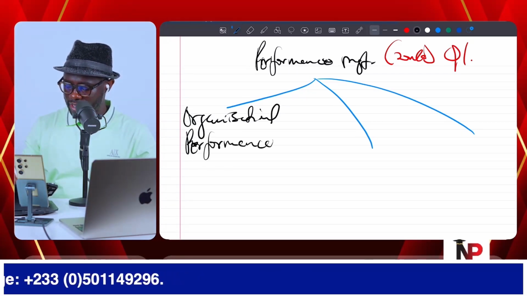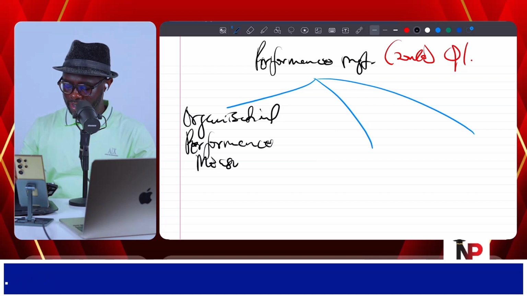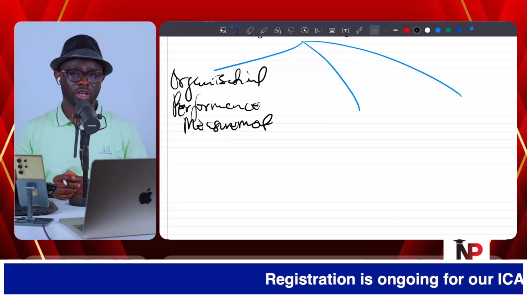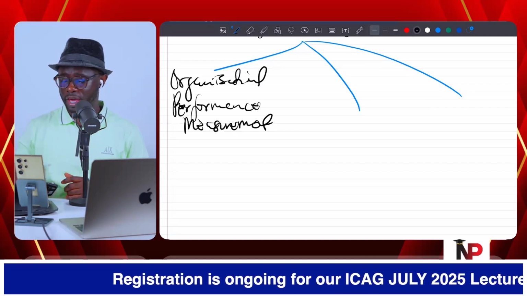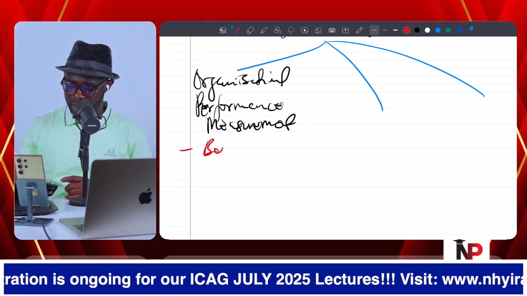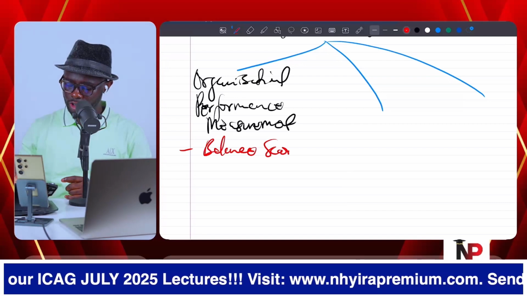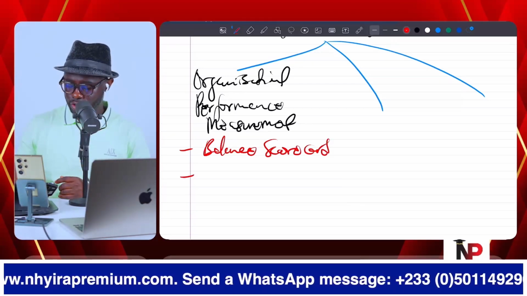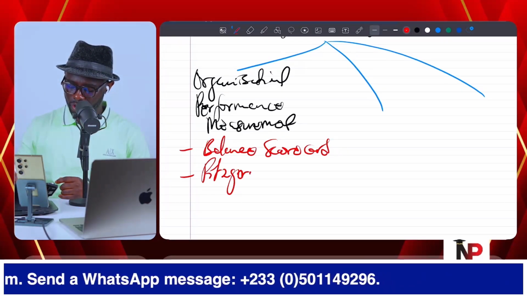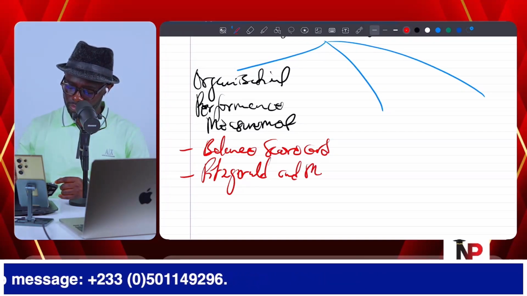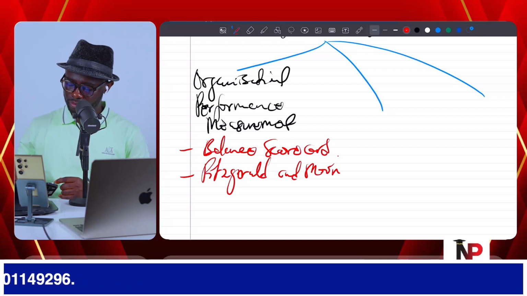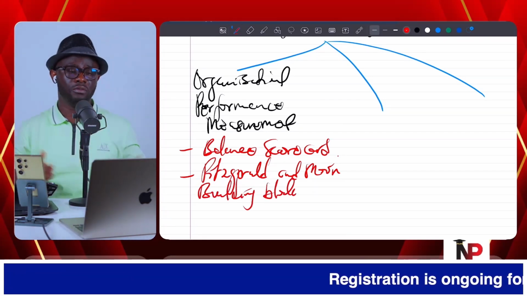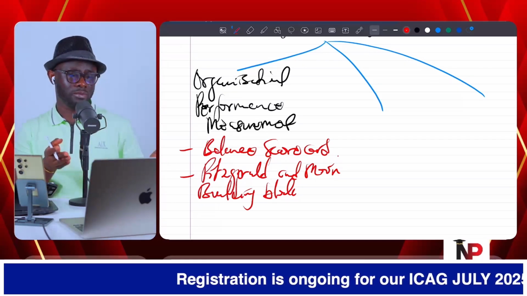So if we want to assess the entire organization's performance, how do we do it? We can use both financial and non-financial performance indicators. We can rely on either the balanced scorecard to have that holistic performance measurement, or use the Fitzgerald and Moon building block to analyze the whole performance of the organization. That's the first aspect we need to understand.